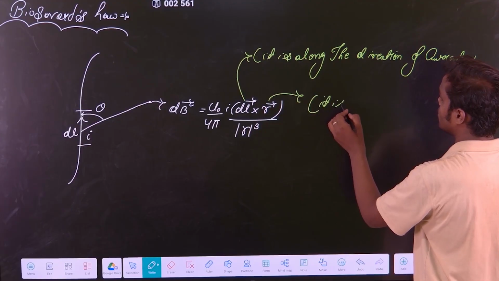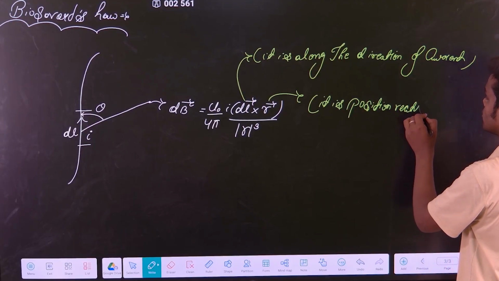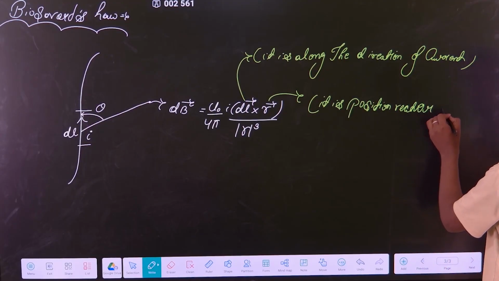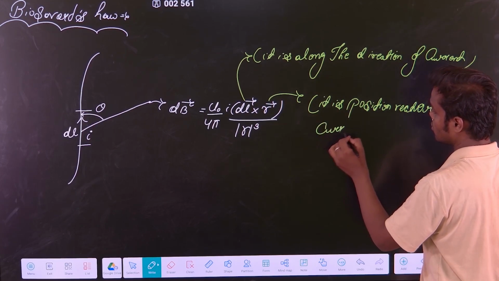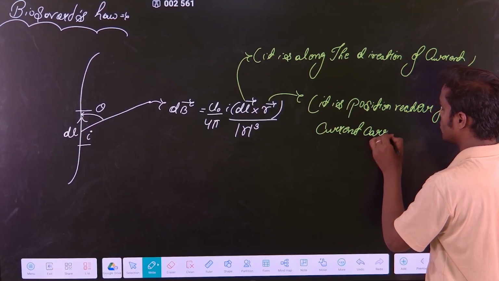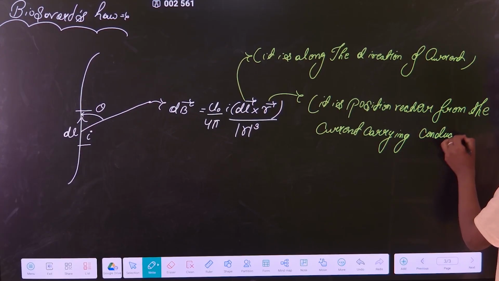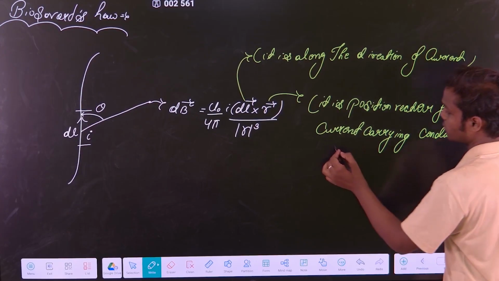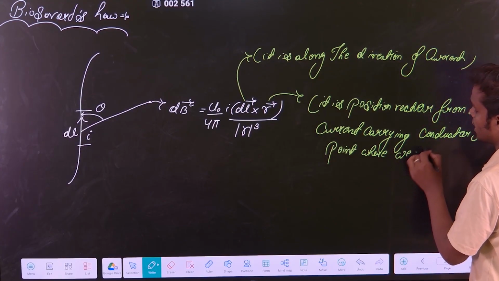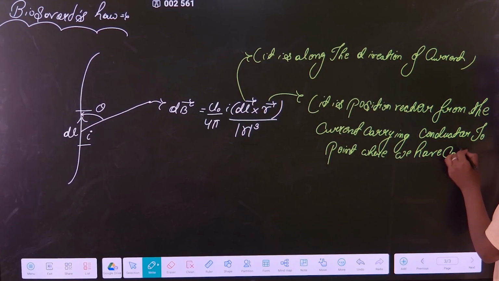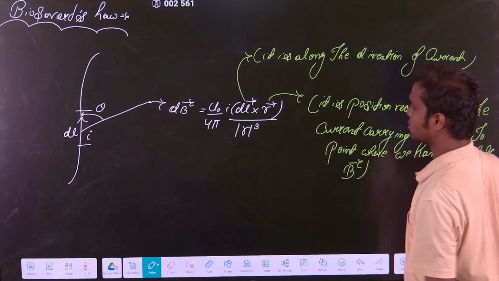It is a position vector from the current carrying conductor to the point where we have to calculate the magnetic field. That is, the two things are there.